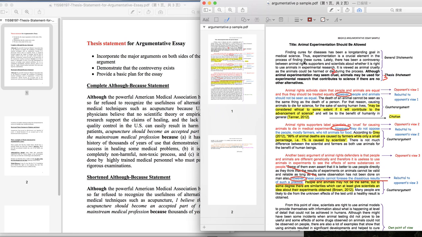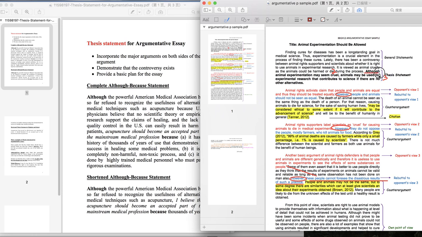Let us look at the introduction. For the introduction paragraph, this is the background. These words are background for the animal experimentation, right? No quotation, no paraphrase at all. And then here's the thesis.